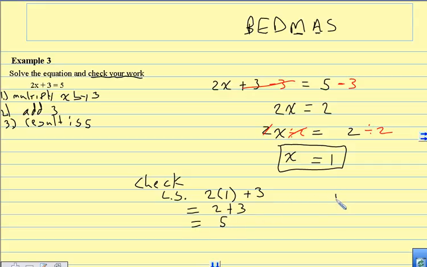Now we already knew the right side of the equation was 5. So left side equals right side. So the equation is true. And x was equal to 1.